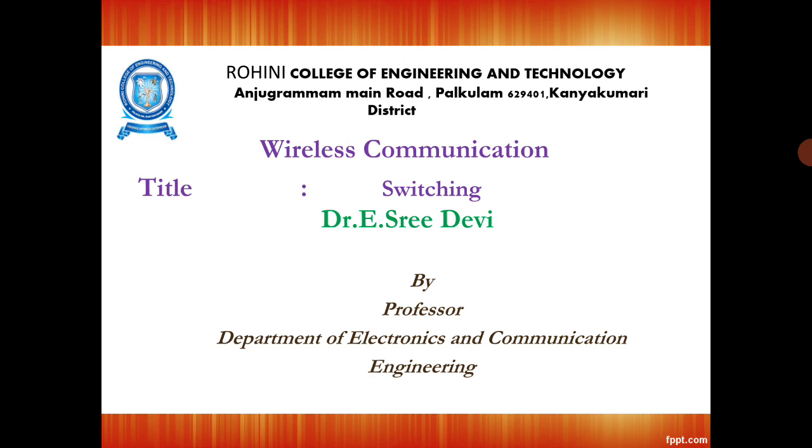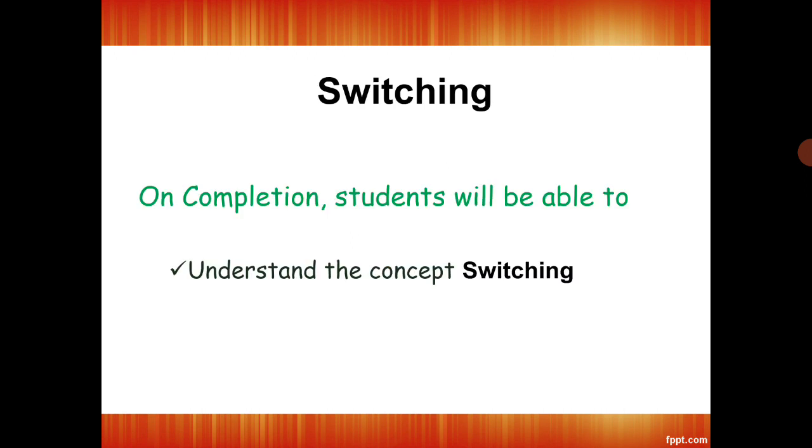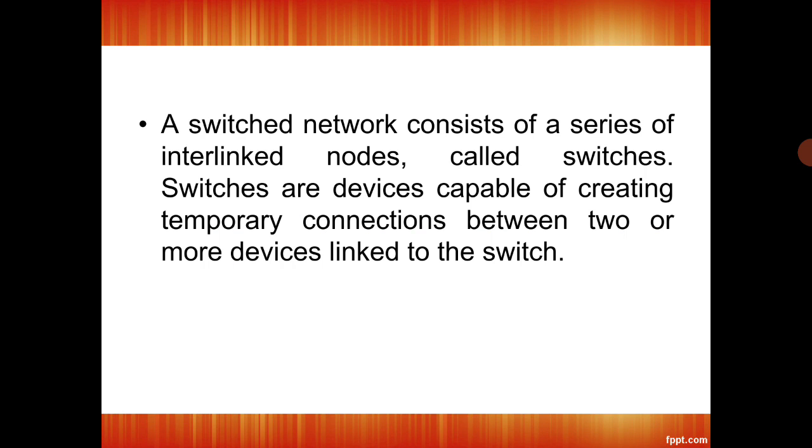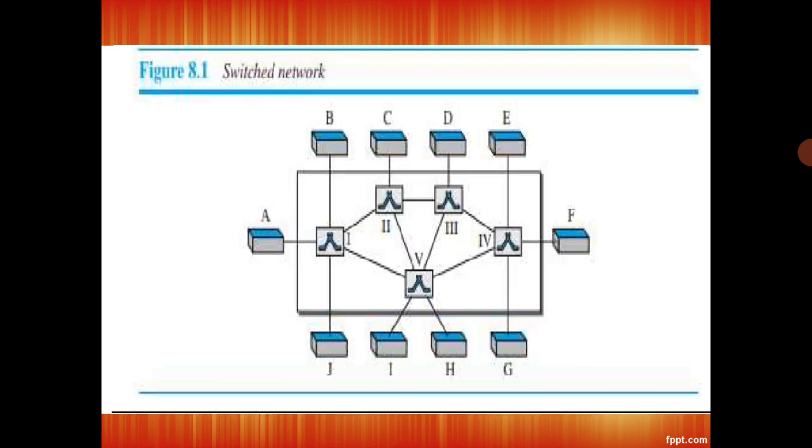In this video lecture, we are going to learn about what is switching in wireless communication systems. On completion of this module, the learners will be able to understand different switching types. First, we have to know what a switch network is. A switch network is a network which consists of a series of interlinked nodes. Each of these nodes is called a switch. Switches are devices capable of creating temporary connections between two or more devices linked to the switch.